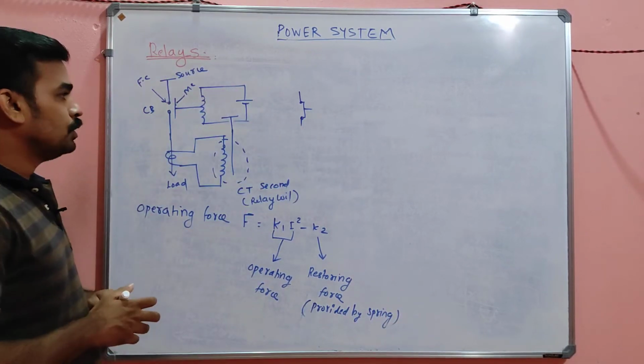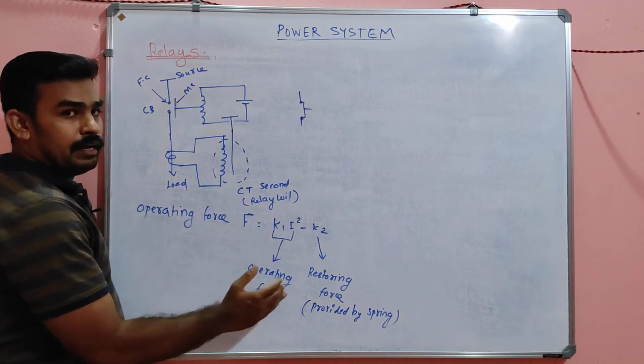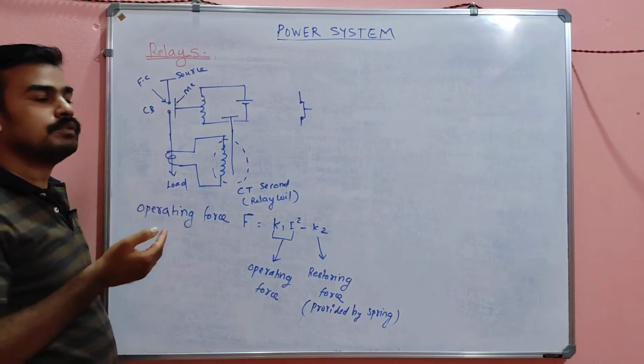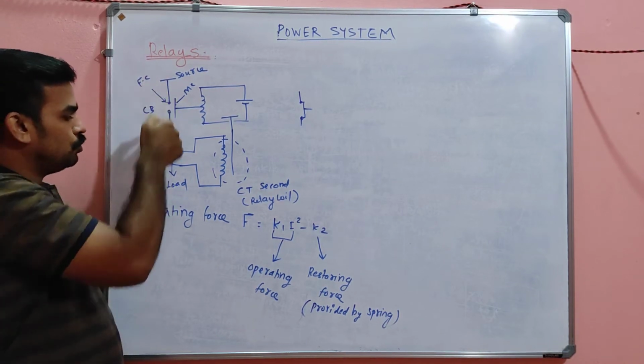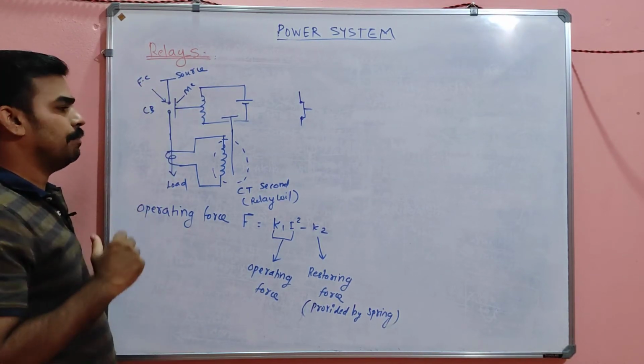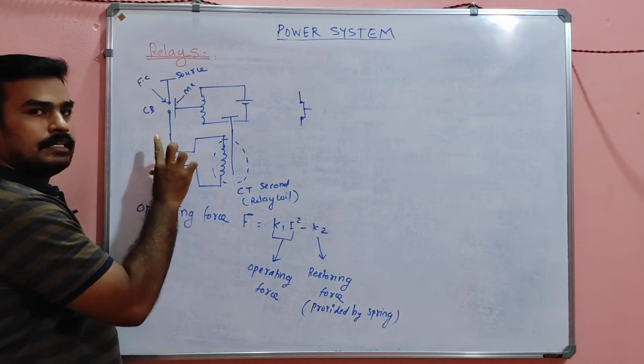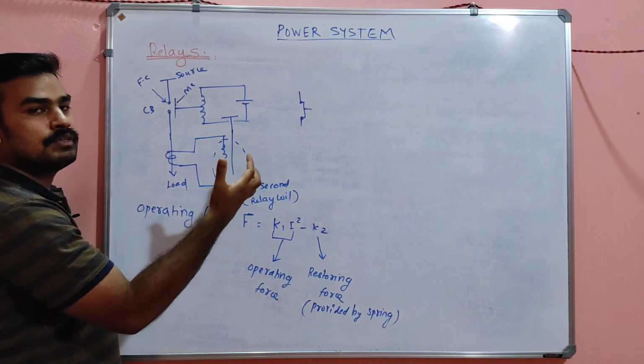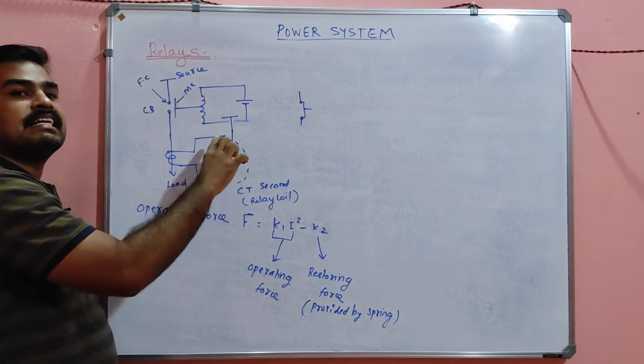Okay, is it clear? So when an abnormal current is flowing through this circuit towards the load, what happens? The current here increases proportionally by the transformation ratio of the CT. There will be an increase in current also.